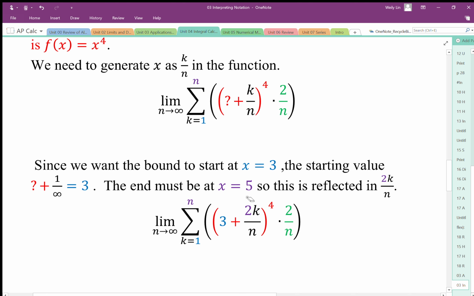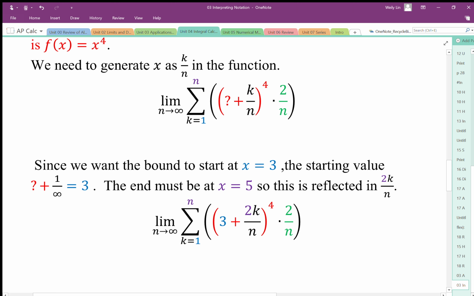Okay. We must end at x equals 5, so we have to show this. This has to be reflected in the n value when we substitute k is infinity, n is infinity, so this essentially is 1. This needs to reflect that we can go from 3 to 5. Well, if we add 2, we're going to get to 5. So that shows up as this end point here. This is going to be reflected in the end point.